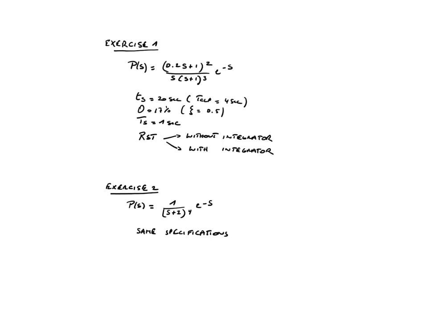In this video, we'll do two exercises. We'll design an RST controller without and with integrator. We'll do this for this process. This process is (0.2s + 1)^2 over s times (s + 1)^3, and there is a delay of 1 second.